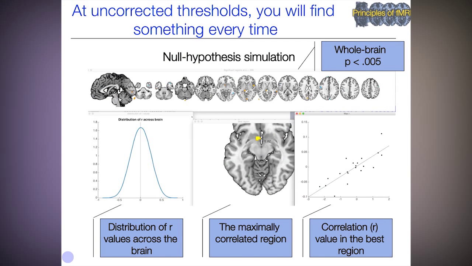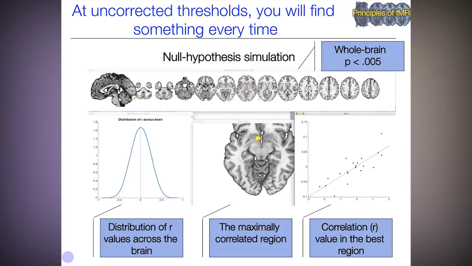And I'll do the same thing as I did before, but I'm going to repeat it 10 times, just so you get a feeling for what these maps look like. So what we'll see is the display looks like this. And on the top panel there, we see what it looks like at whole brain, 0.005 uncorrected. So we'll see how many blobs there are and where they are.